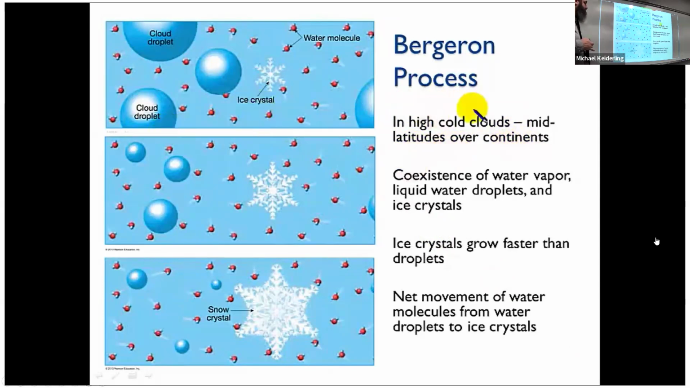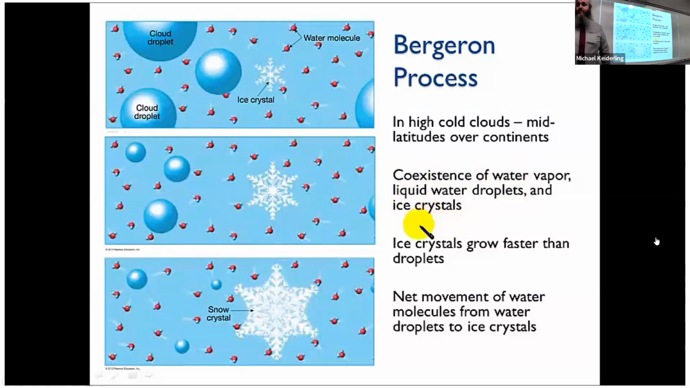And so the key here is that they have to be cold, so it has to be clouds that are tall enough that you have a high part that's very cold. And in that cold part, there's the coexistence of water vapor, liquid water droplets, and ice crystals. So water is existing in all three phases: solid, liquid, and gas.